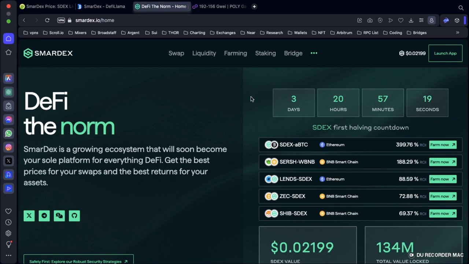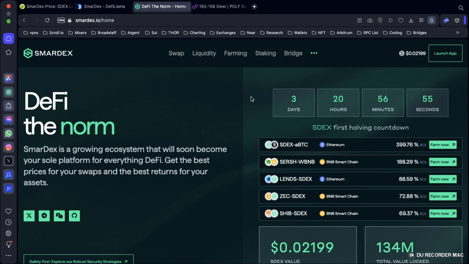What makes SmarDEX different from any other AMM in the space, or why would somebody use SmarDEX as opposed to Uniswap or any other AMMs, is the fact that SmarDEX is introducing what they call volatility vaults. All right, volatility vaults are SmarDEX's version of LPs, or liquidity pools.